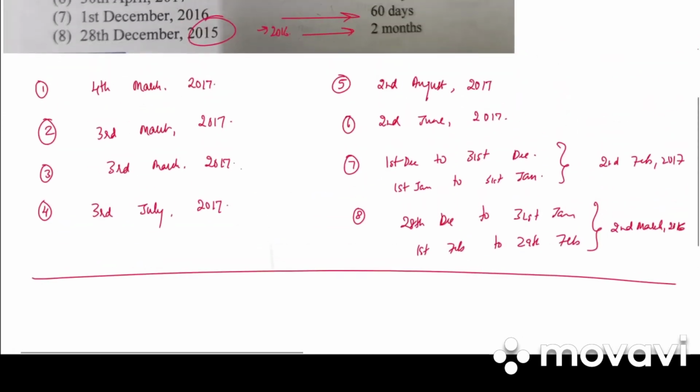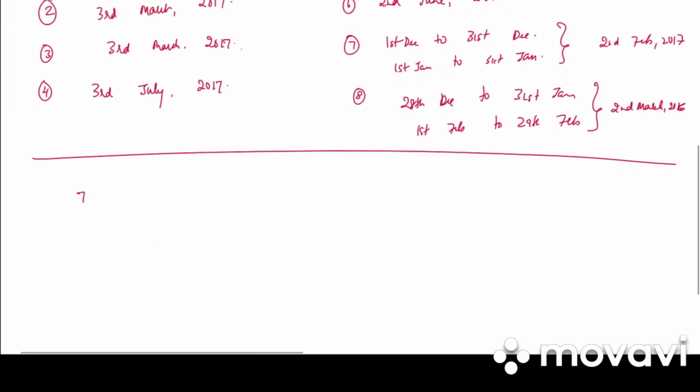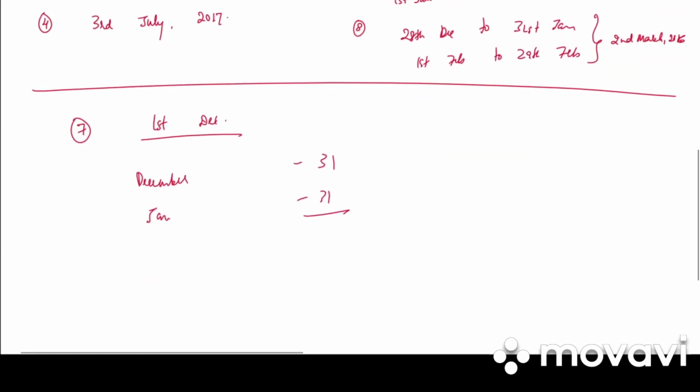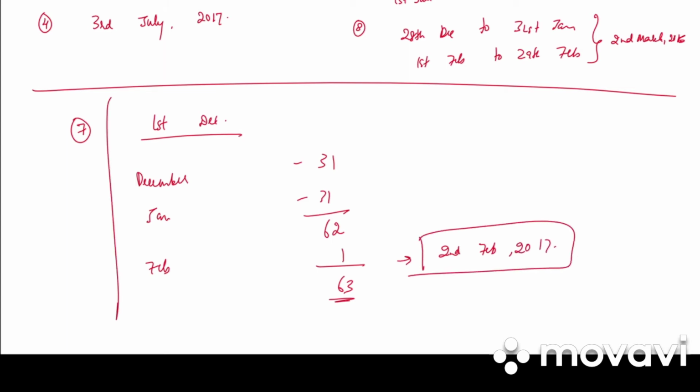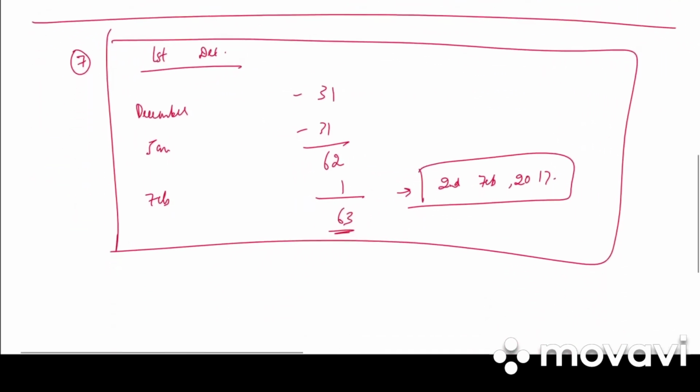If you get confused this way, you can also calculate the due days depending upon the number of days. Say for example, 7th one, we need to calculate it for 60 days from 1st December. So December has how many days? 31. January has 31. So total already 62 days are over. Feb only one day, 63. So what will be the due date? 2nd Feb 2017. This is an easy way to calculate the due dates so that you won't get confused.